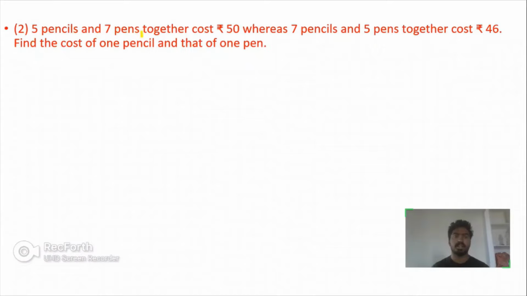Pencils and 7 pens together cost 50 rupees, whereas 7 pencils and 5 pens together cost 46 rupees. So find the cost of one pencil and that of one pen. Okay. So what information is provided in the question? In the question itself, they have given two statements. So by using these two statements, we have to frame two equations.